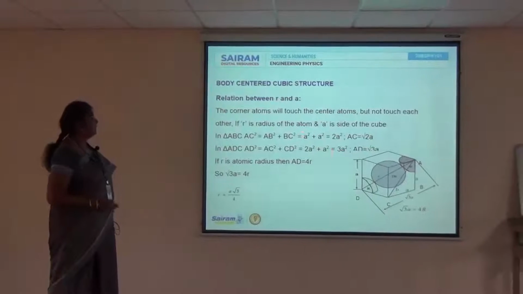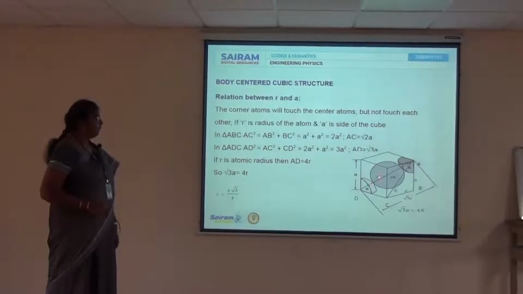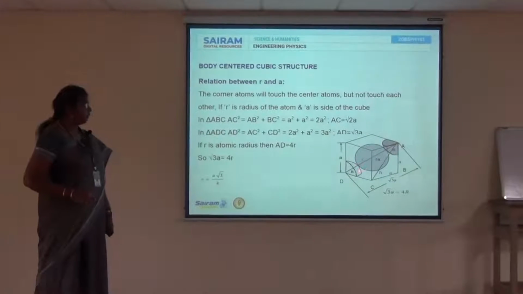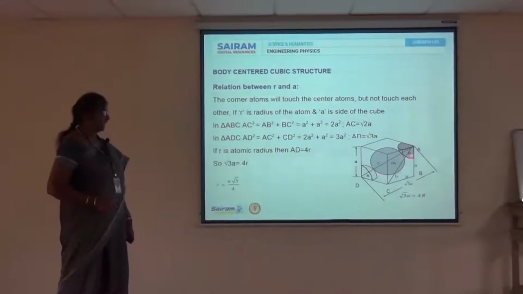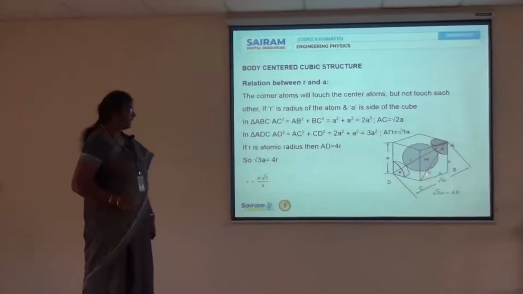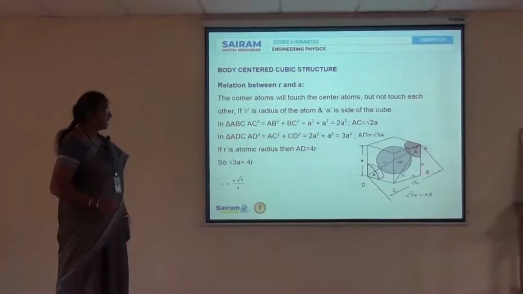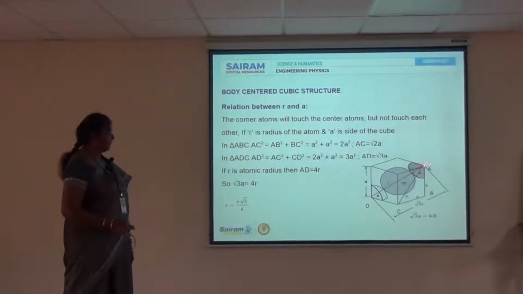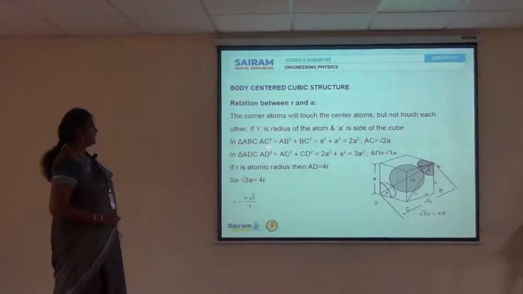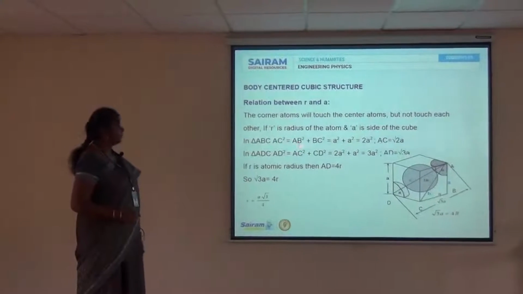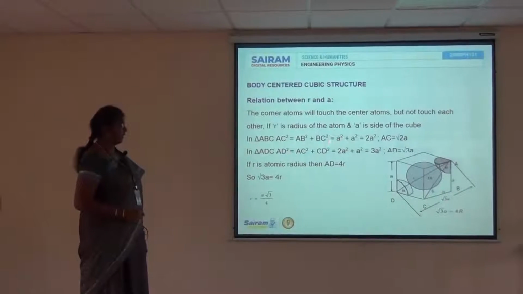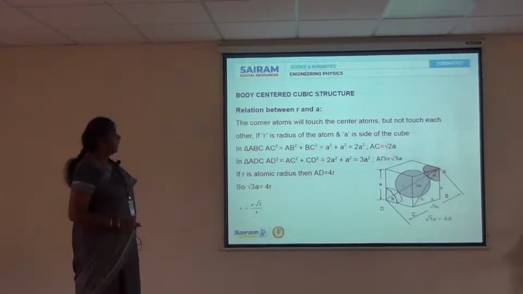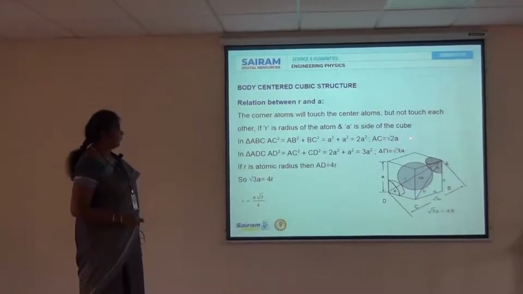To find the relation between R and A, I have drawn the body diagonal AD. This body diagonal AD passes through 2 corner atoms and 1 body centered atom. Also, I have drawn the face diagonal AC. I consider a triangle ABC. In the triangle ABC, I am going to apply the Pythagoras theorem. So in triangle ABC, AC square is equal to AB square plus BC square. You know this side AB and BC is nothing but your A.